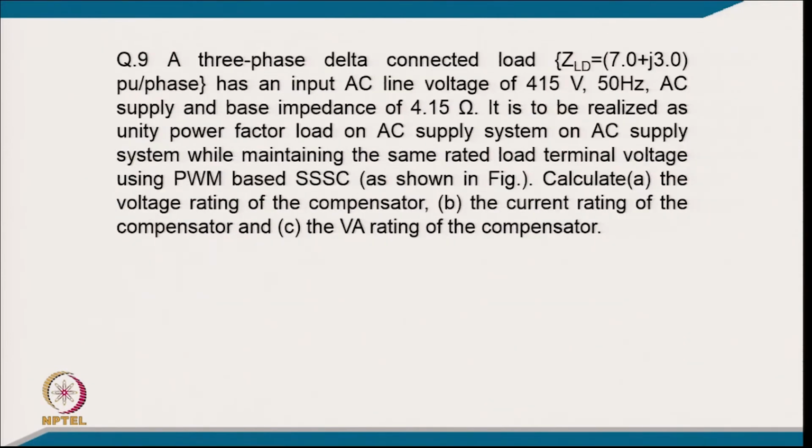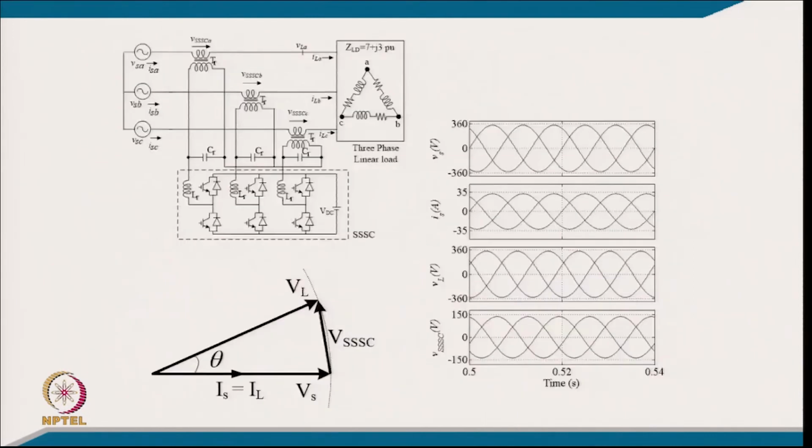So, coming to the 9th example, a 3-phase delta connected load of ZLD equal to 7.0 plus J3 per unit has an input line voltage of 415 volt 50 hertz AC supply and a base impedance of 4.15 ohm, and it is to be realized as a unity power factor load on the AC supply system while maintaining the same rated terminal voltage using a series compensator. Calculate the voltage rating of the compensator, current rating of the compensator, and VA rating of the compensator.